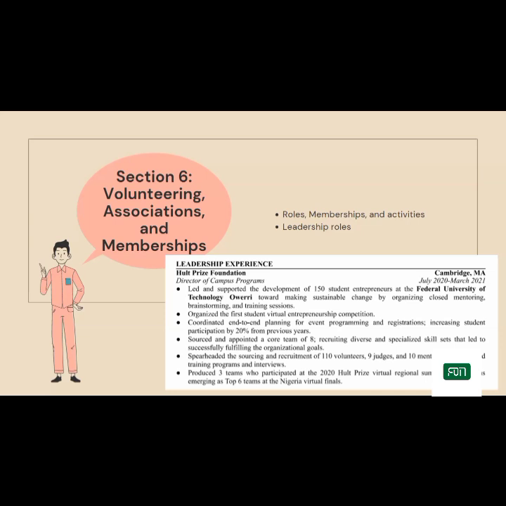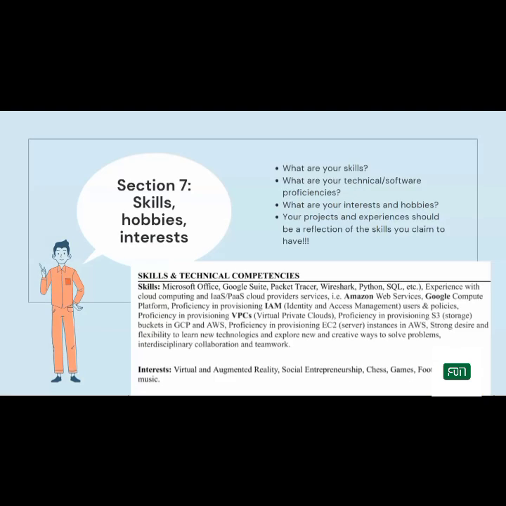If you're talking about volunteering, it's basically the same idea as when you're talking about your work experience. You just have to start with an action word when explaining it, and as much as possible try to quantify the level of impact that you have had. And then the next section is that you should talk about your skills, hobbies, and interests.